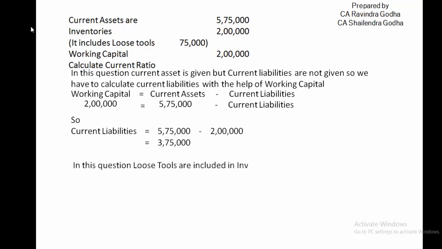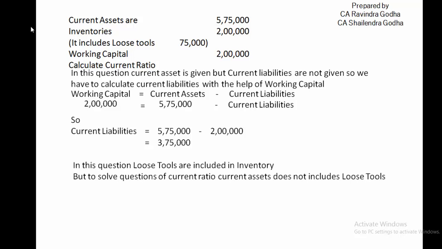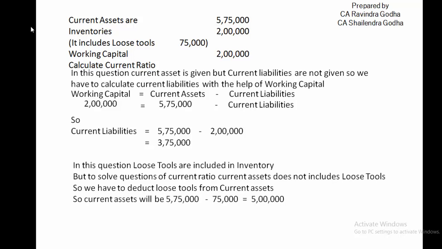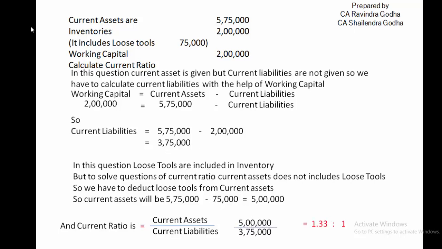In this question, loose tools are included in inventory, but to solve questions of current ratio, current assets do not include loose tools. So we have to deduct loose tools from current assets. So current assets will be 575 minus 75 is equal to 5 lakh, and current ratio is current assets divided by current liabilities, that is 5 lakh divided by 3,75,000 is equal to 1.33:1.